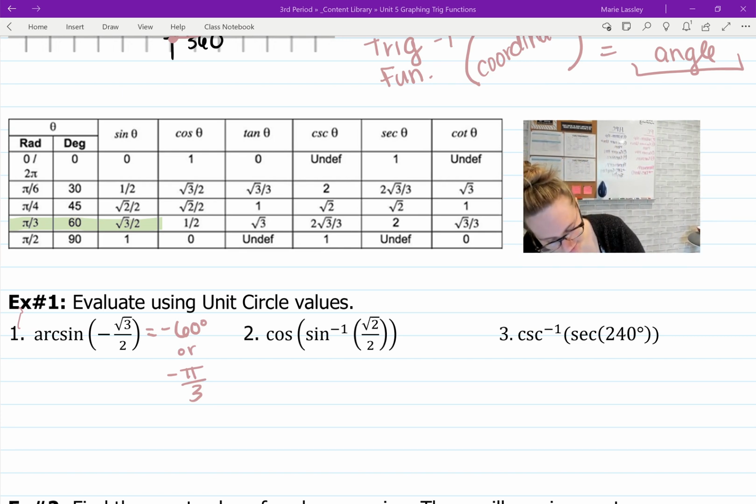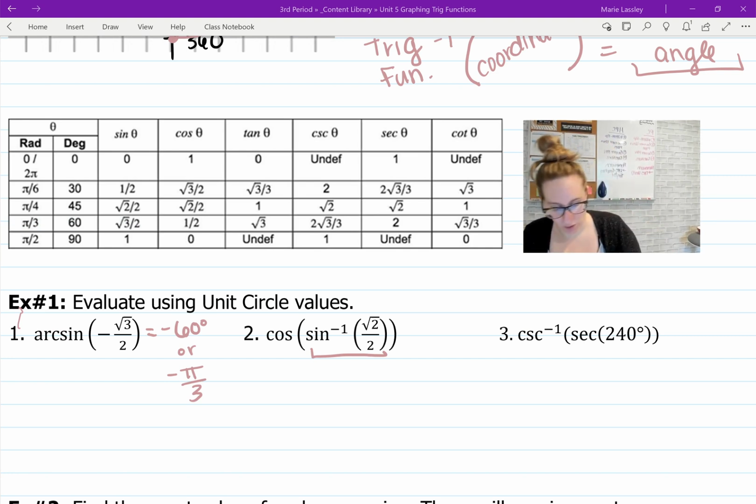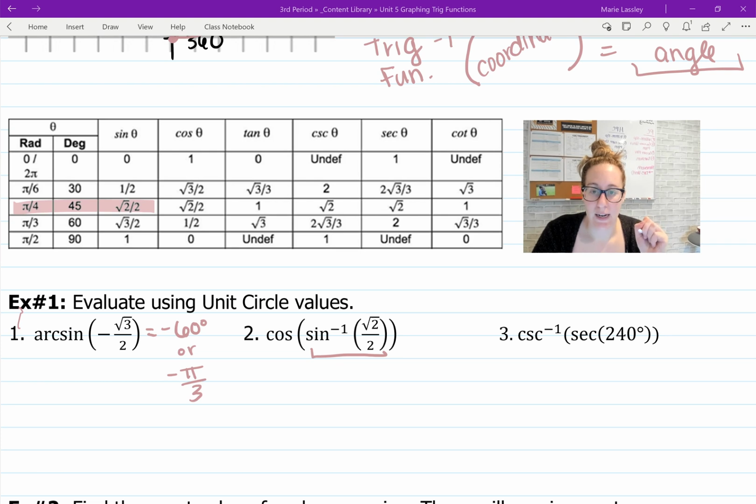So on the very inside, we have inverse sine of square root of 2 over 2. So we need to go to our chart and look, what angle, right? We're looking in the sine column for square root of 2 over 2. So what angle has a sine value of square root of 2 over 2? Which is right there. It's our pi over 4 or 45 degrees.